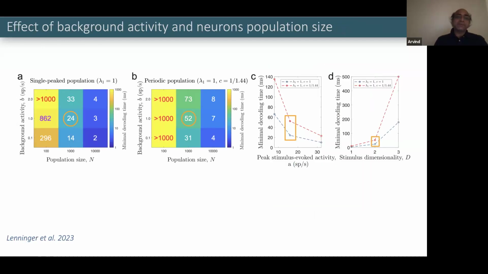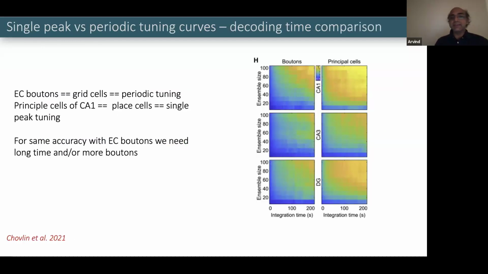So this was all calculations. Is there any suggestion in the experiments for this idea? We found only one of this kind. In Freiburg, Marlene Bartos's lab, they recorded boutons of entorhinal cortex cells in CA3 or CA1 or dentate gyrus, as well as the local cells. So these are the curves or data for local cells, and these are the entorhinal boutons, meaning grid cells, and these are largely place cells.